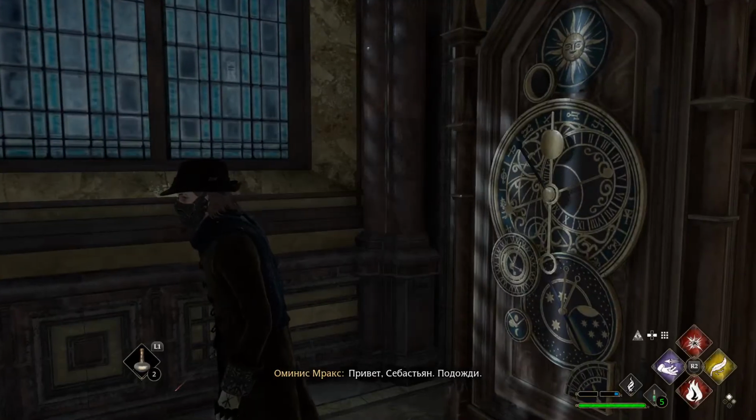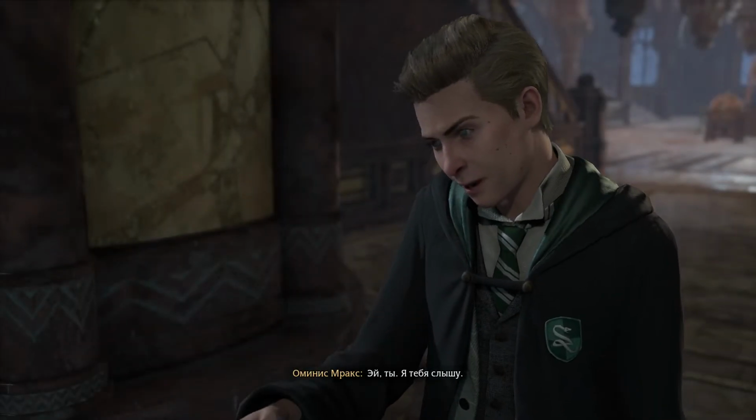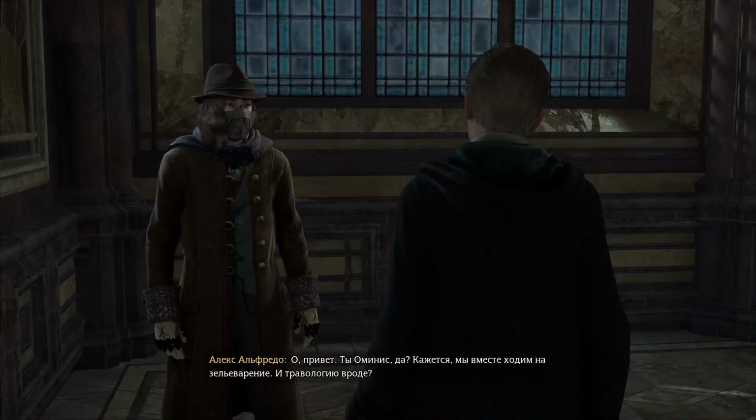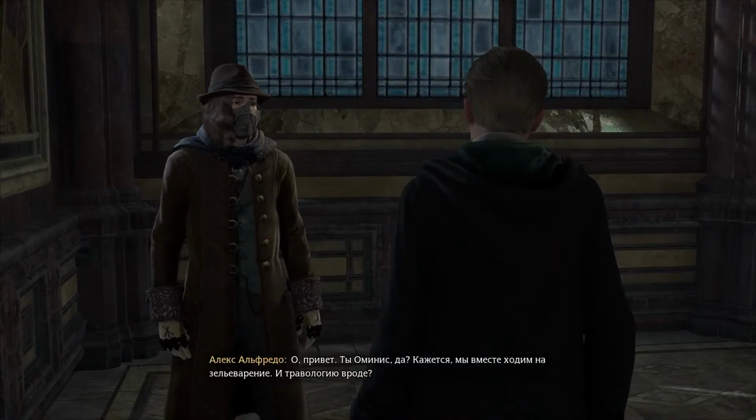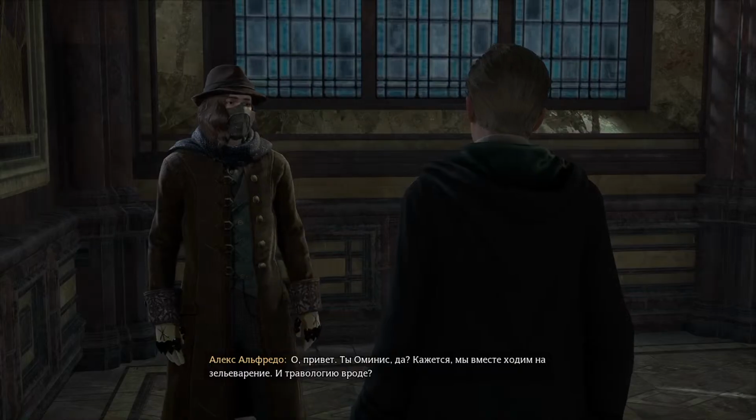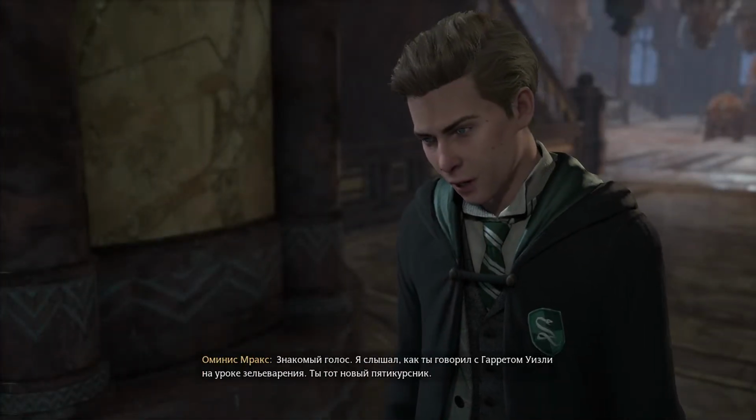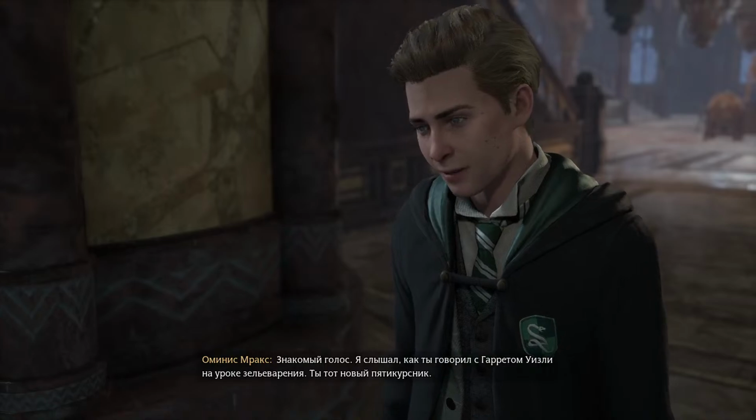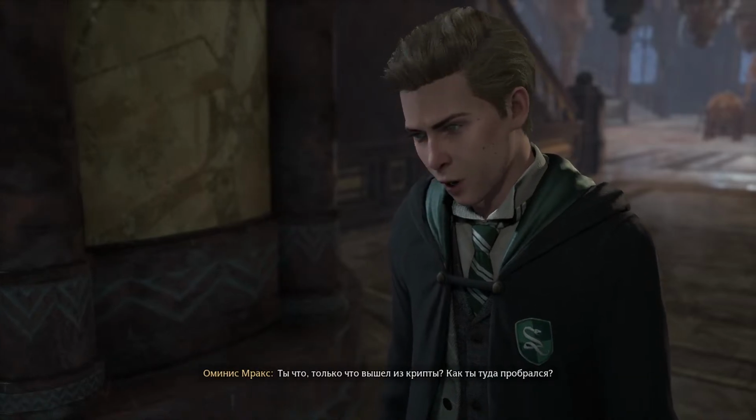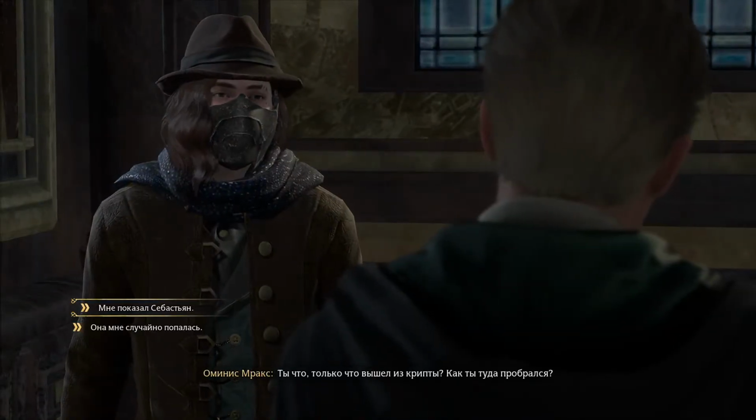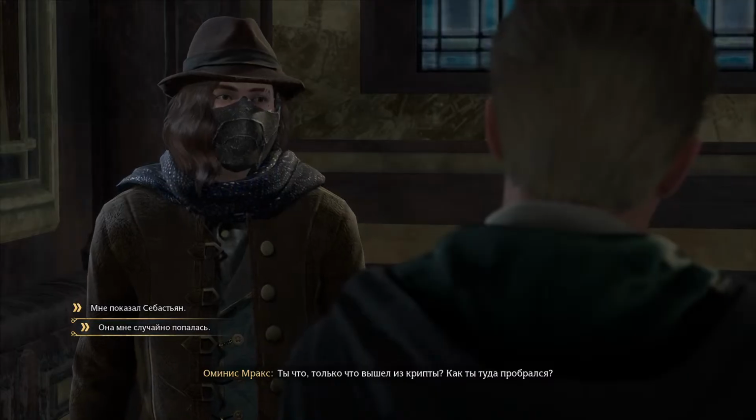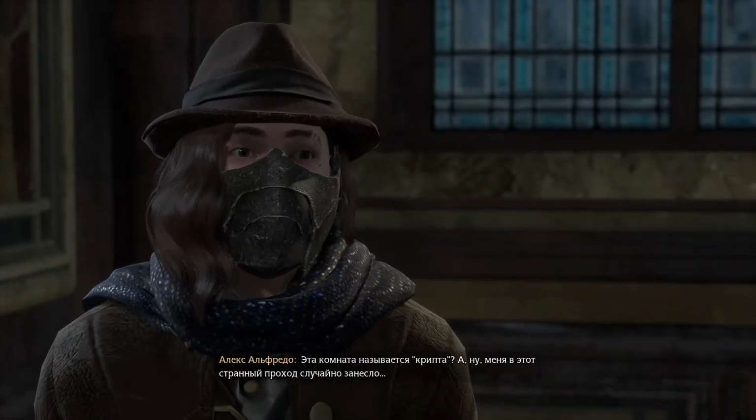Hello, Sebastian. Wait. You there? I can hear you. Oh, hello. Ominous, isn't it? I believe you have potions together. And herbology? I recognize that voice. Heard you talking to Gareth Weasley in potions class. Did you just come from the Undercroft? That room's called the Undercroft.